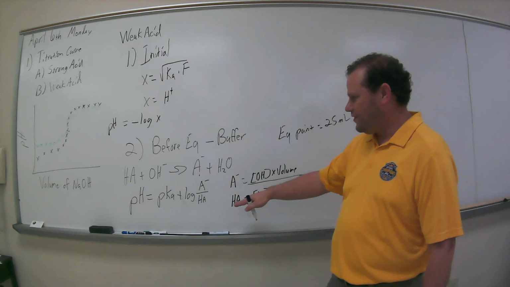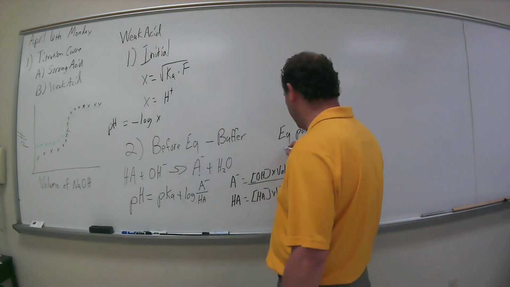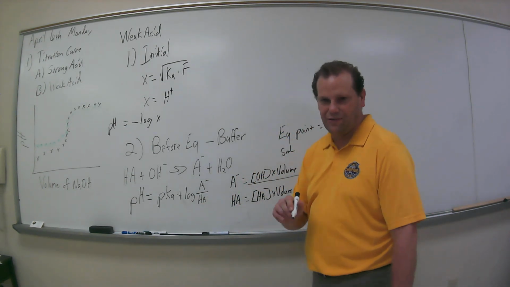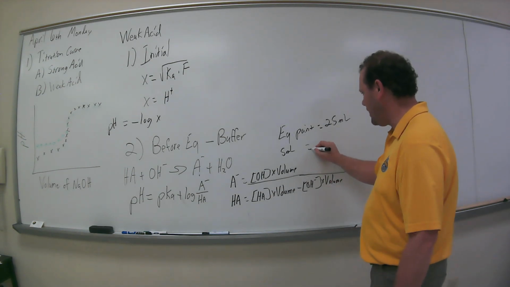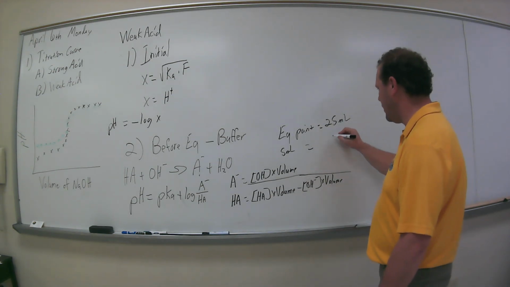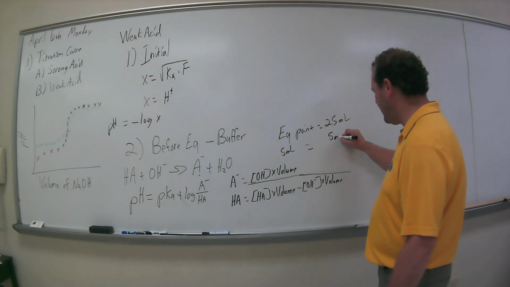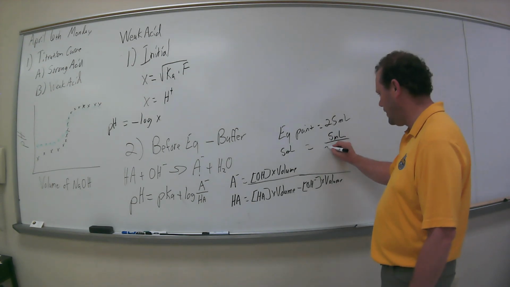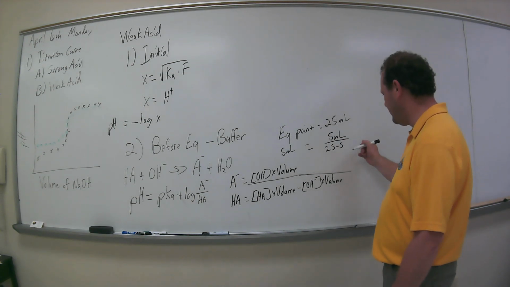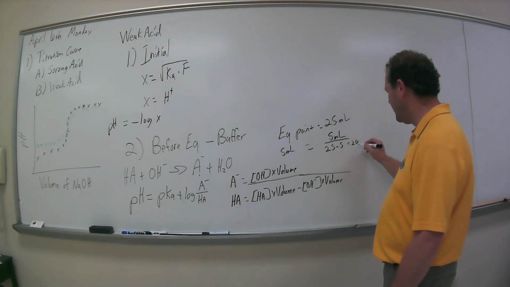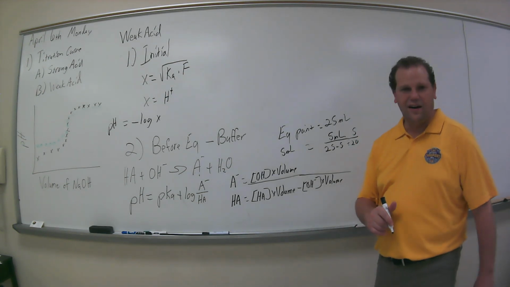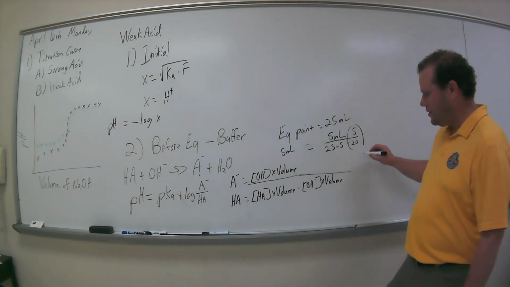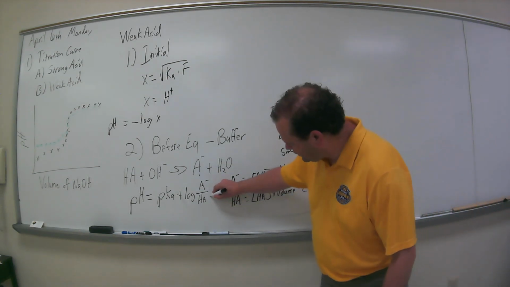If you were asked to find the pH, say at 5 milliliters of sodium hydroxide delivered, then all you really have to do is set up this ratio: I added 5 milliliters, so I put that on top, and then I say 25 minus 5, which is going to be 20. So this 5 divided by 20, that's really your ratio you would put in over here.